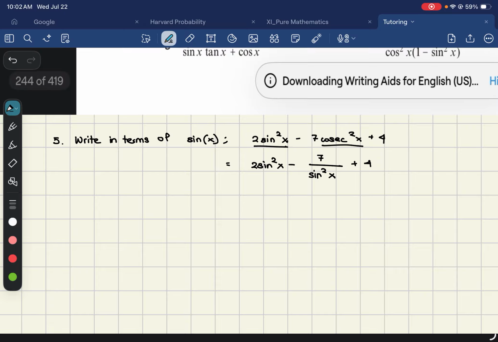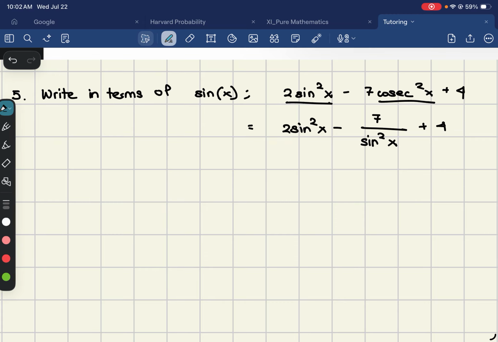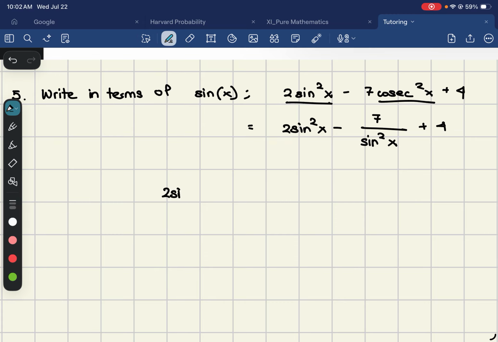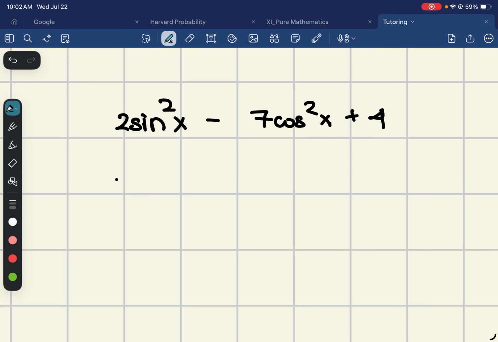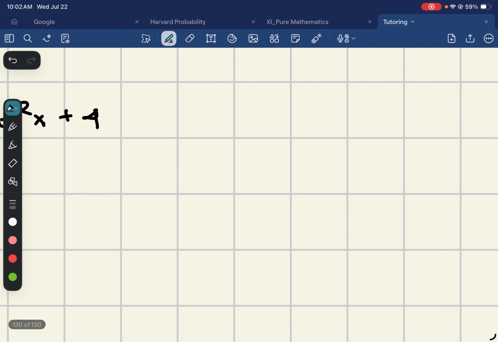Well, the answer given in the textbook is actually for a different function. So if you want to match the textbook, the question should be 2 sine squared x minus 7 cos squared x plus 4. And now if you start simplifying this, you get 2 sine squared x minus 7. Now what is cos squared x?